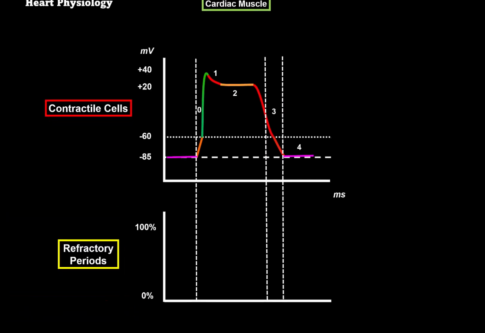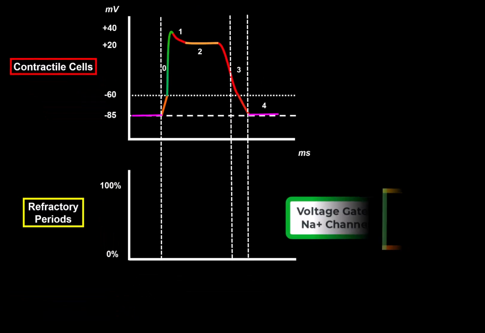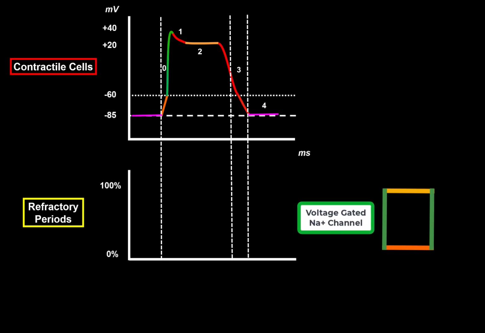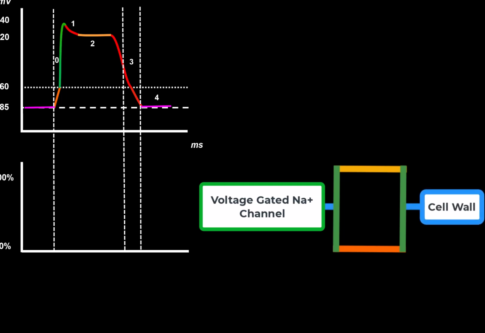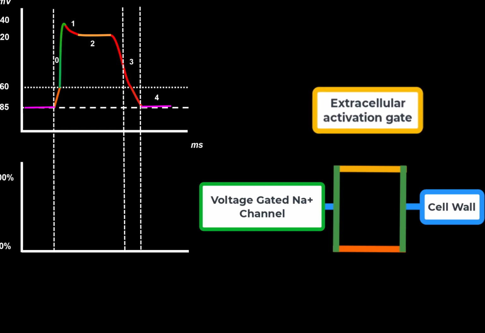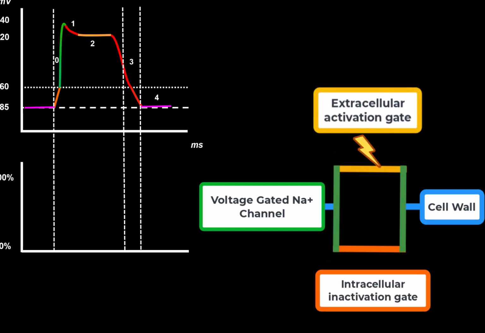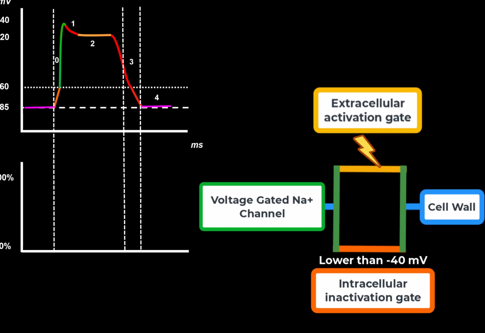Now, the excitability of the contractile myocardium depends on the voltage-gated sodium channels. And if you zoom in on the voltage-gated sodium channel, you will see that it has two gates. It has an extracellular activation gate, which can open due to a stimulation. And within the cell, there's an inactivation gate, which is not opened by a stimulus, but it opens if the membrane potential becomes lower than -40 millivolts.